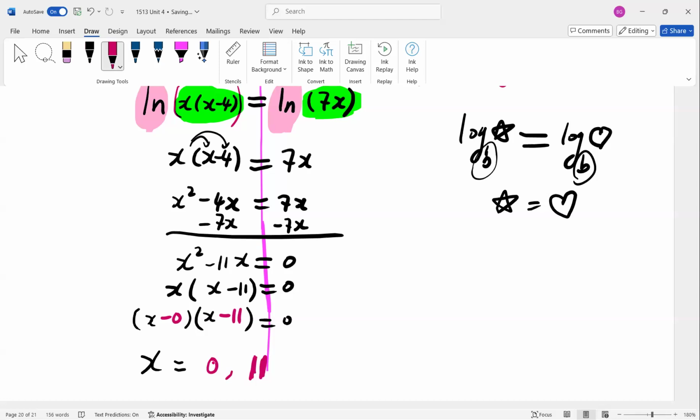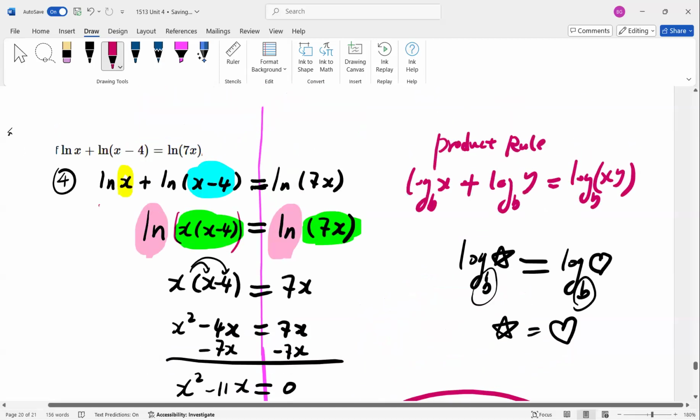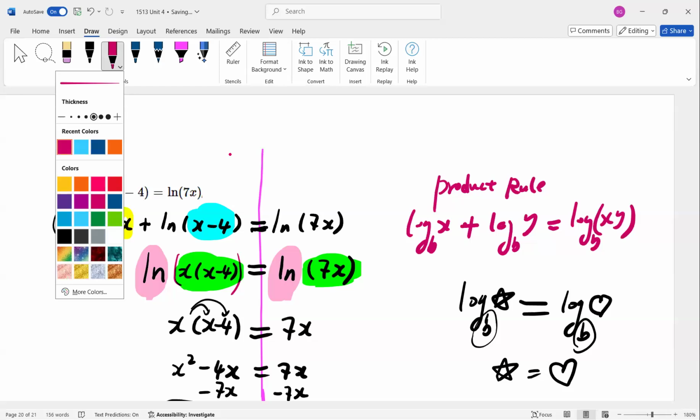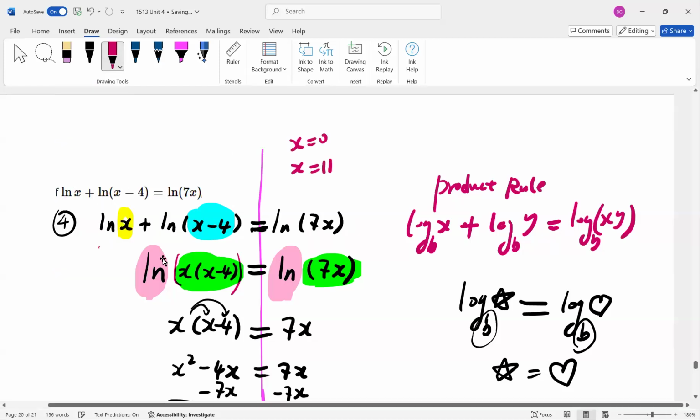Do we check? Very, very important. We need to remember to check. Now we have two proposed solutions, 0 and 11. Let's go back. Let me write this down. The first proposed solution, x equals 0. Second is 11. Let's see. 0, can we keep 0? Could 0 be a solution of the original given log equation?